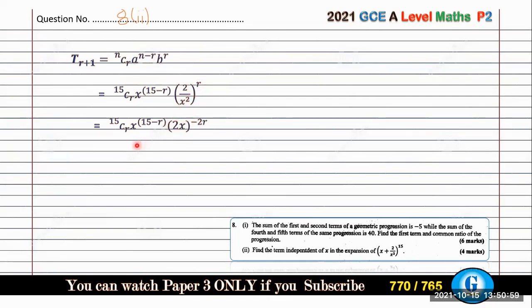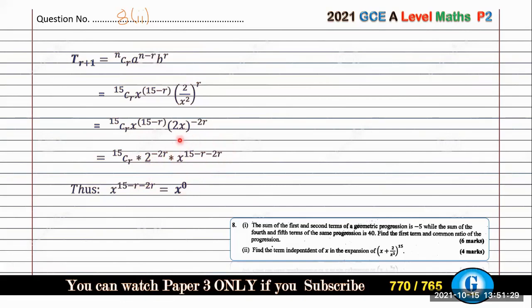The terms with x to the power something are of our interest. So the general term will be given by 15 combination r, 2 to the power minus 2r, x to the power 15 minus r minus 2r. Now, if the term is independent of x, this x to the power whatever will be equal to x to the power 0. So this is our focus.